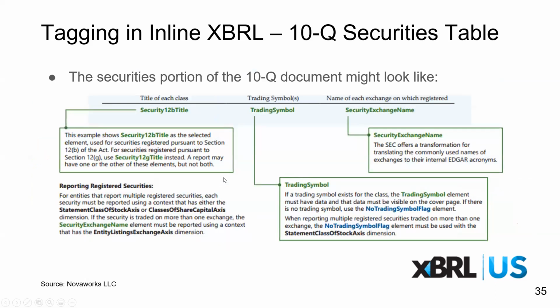So let's look at the securities table, which we just talked about. You would use your 12B title, your trading symbol, and your security exchange elements here. If it's a single row table, you don't have to use any dimensions. If your table has 2 or more rows, then you would want to use your class of stock axis to differentiate the different classes. And if it has multiple exchanges per row, then you would also have to use your exchange axis.